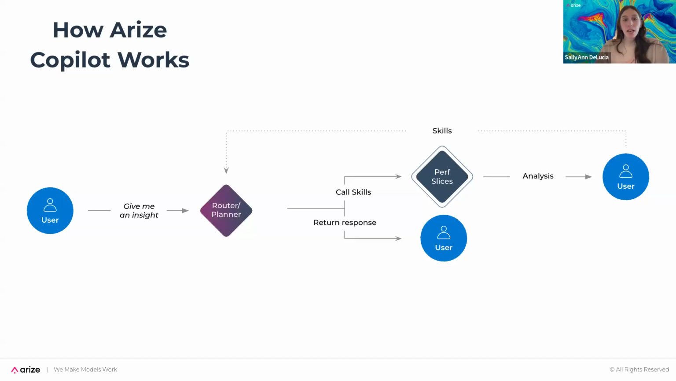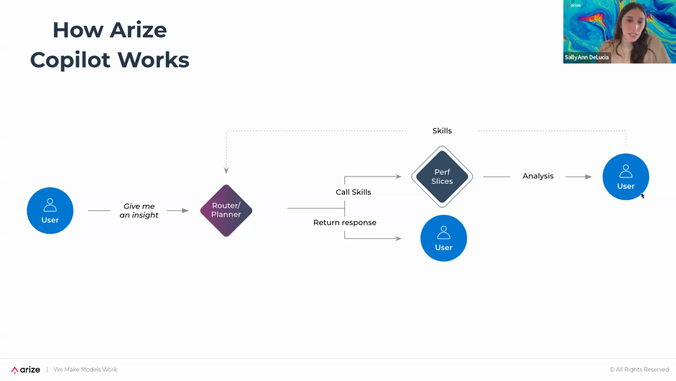Here we have a user who asks Copilot a question, like give me an insight about my model or application. That question goes through a router. John talked about routers quite a bit in this session, so I won't go too deep into that, but basically the router then chooses a skill or responds back to the user if it's unnecessary to call a skill. In this example, it would call our perf slices skill, which grabs some data from the platform, performs some analysis, and then responds back to the user. The user can pick other skills or have this kind of chat, going back and forth with the router to do the analysis. But at a high level, this is the architecture.